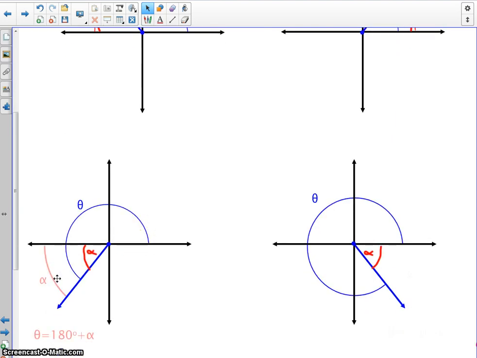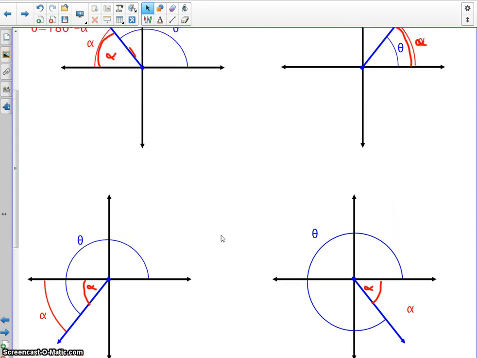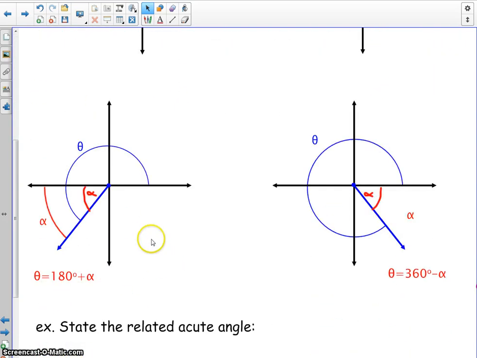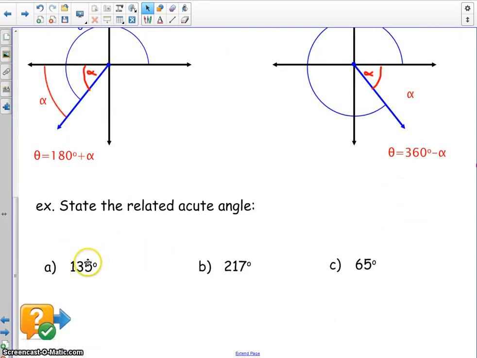Down here, if you want to get theta, it'll be 180 degrees plus the alpha. And the one over here in quadrant 4, it'll be 360 degrees minus alpha to get your theta. It always helps to have these drawn out. It's easier to see these relationships when it's visual. Sometimes it's hard to picture them in your mind. So in general, let's try to look at some examples.